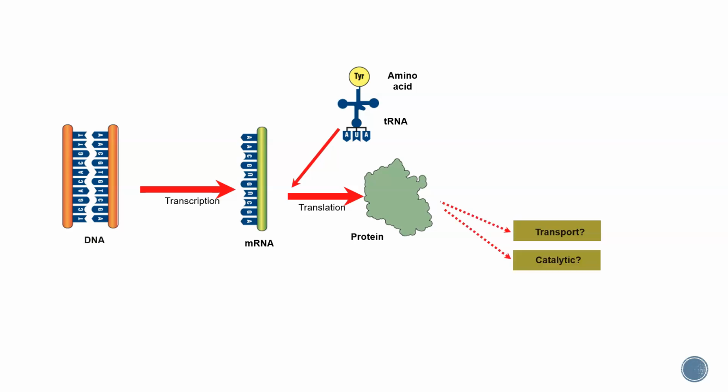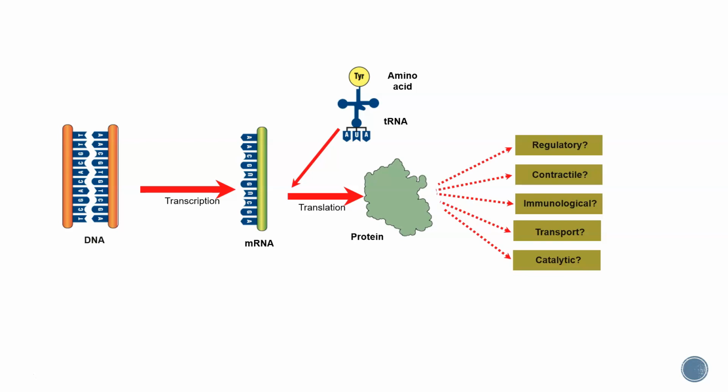Our proteins can be catalytic, like our enzymes, or transport, immunological, contractile, regulatory, or structural. There are so many different uses for proteins, and this is why proteins are coded by those amino acids that can be arranged in all different arrangements on the chain, forming so many different types of protein. Now, reverse transcription can occur, and we'll look at that at a later date.